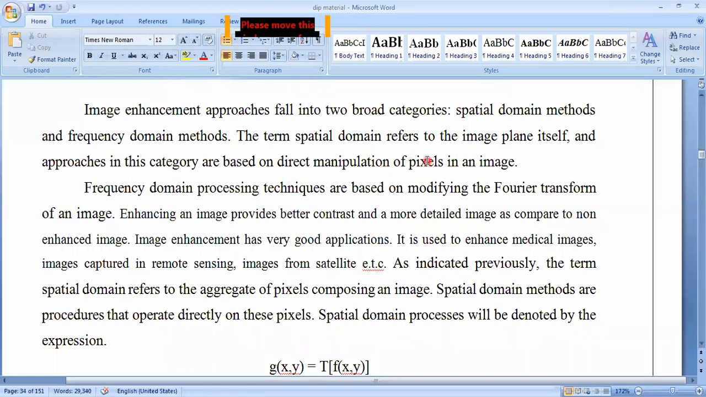Now coming to the spatial domain, the term spatial domain refers to the image plane itself, and approaches in this category are based on direct manipulation of pixels of an image. So to get an enhanced image, we manipulate pixel intensity values directly. It is one way. We have different methods here, different algorithms we have generated. We are going to see each one.